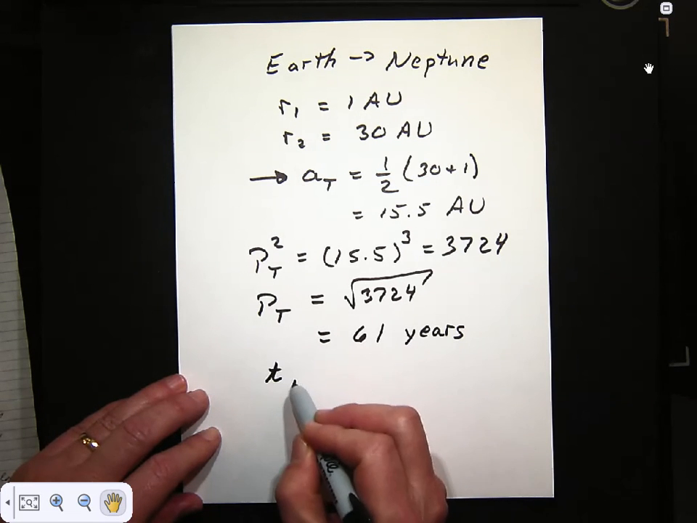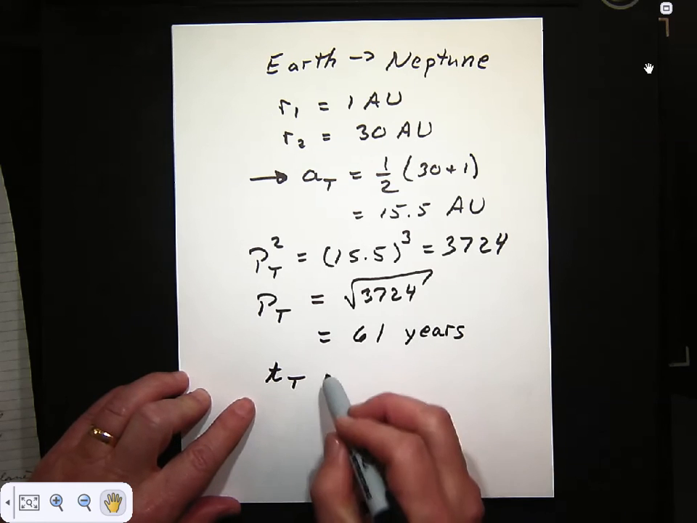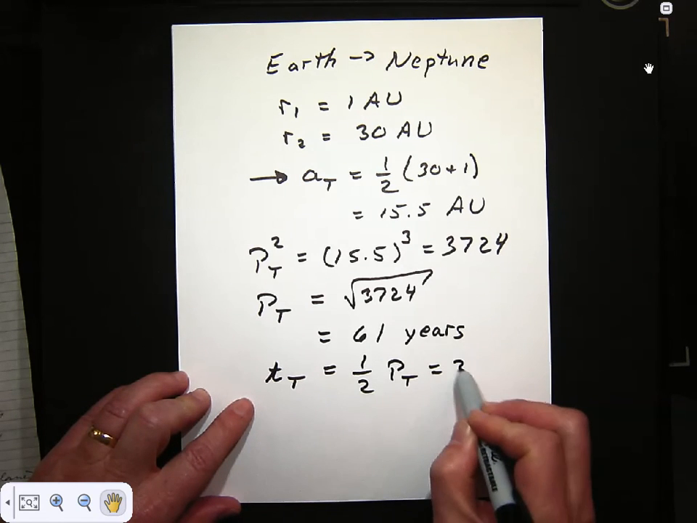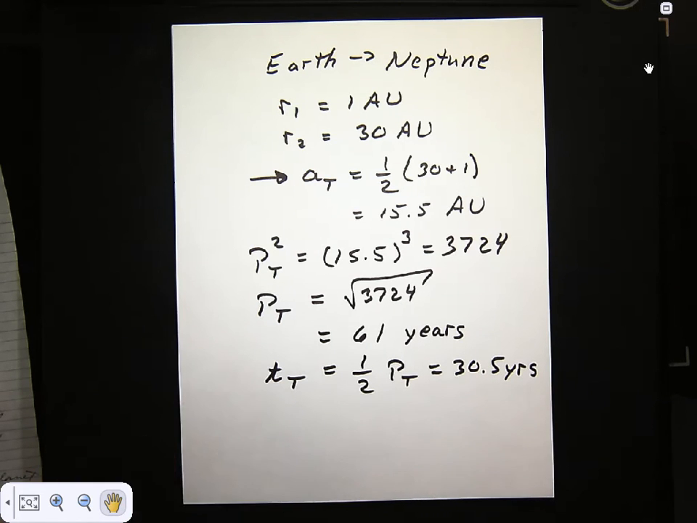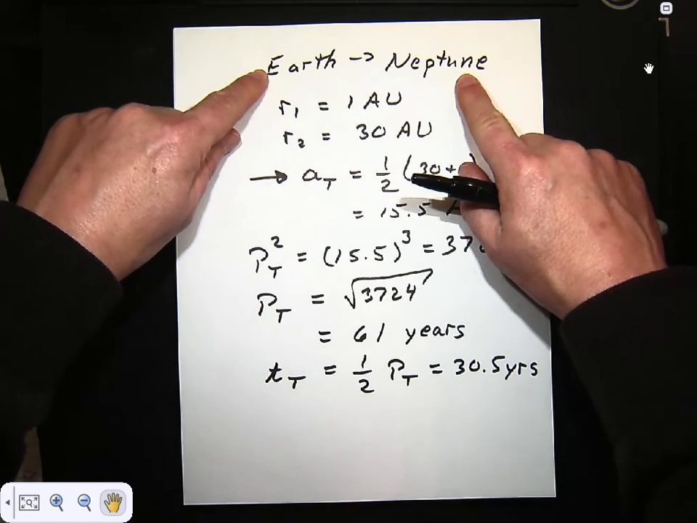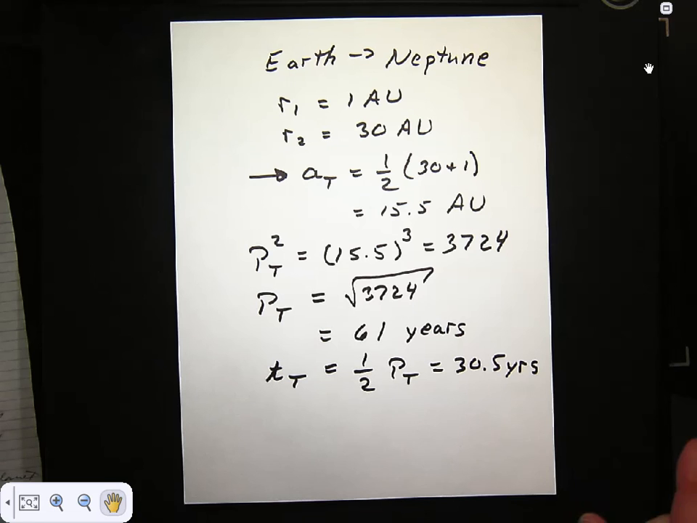The time it takes to get from the inner to the outer is what I'm going to call the transit time. That's just half the period. And half of 61 is 30.5 years. Now it's important to note, this is half the trip going out and half the trip coming back. So actually it wouldn't matter if we started at Neptune and went to the Earth, the transfer orbit would also be 30.5 years. It doesn't really matter whether you're going out or whether you're dropping in between two different kinds of orbits.